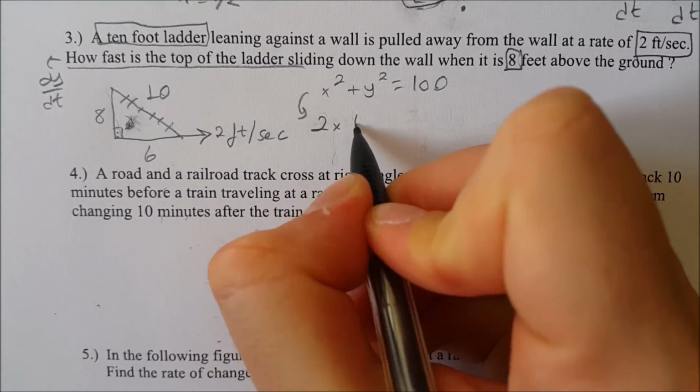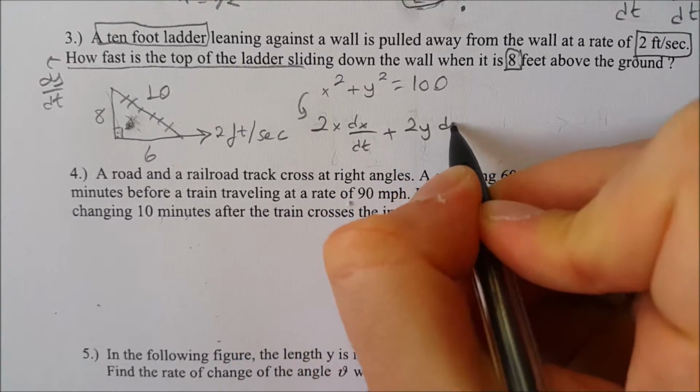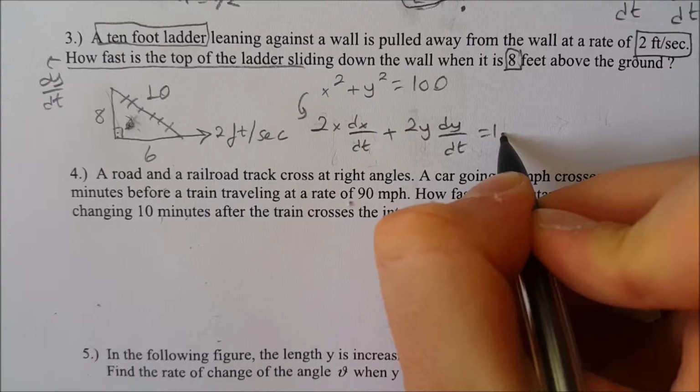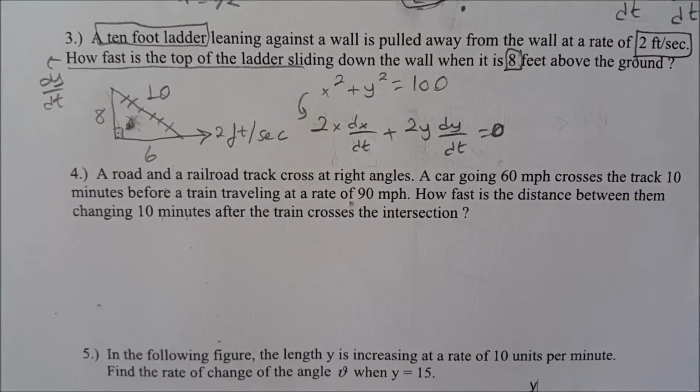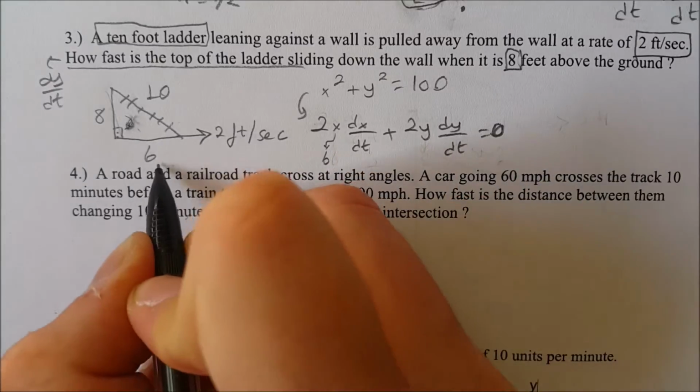Now our equation is x² + y² = 100, which is 10². Now if we take the derivative of this, then we get 2x dx/dt + 2y dy/dt = 0.